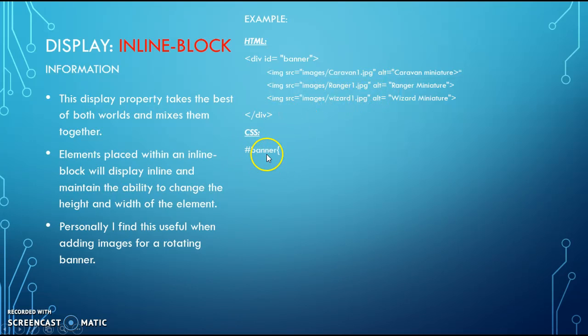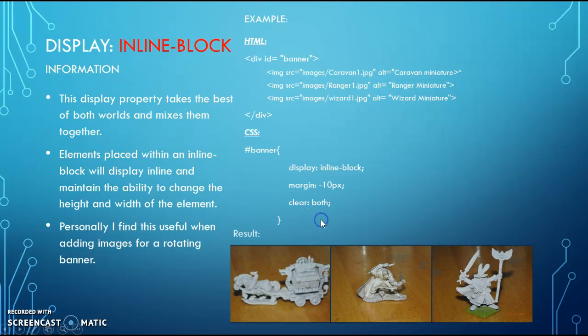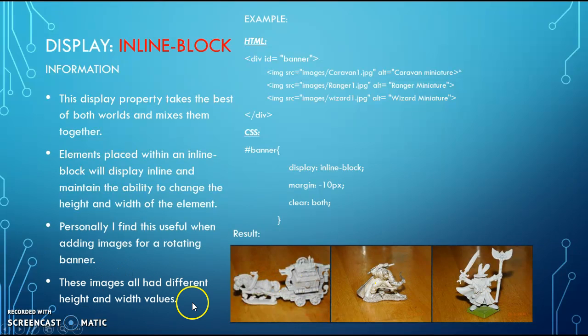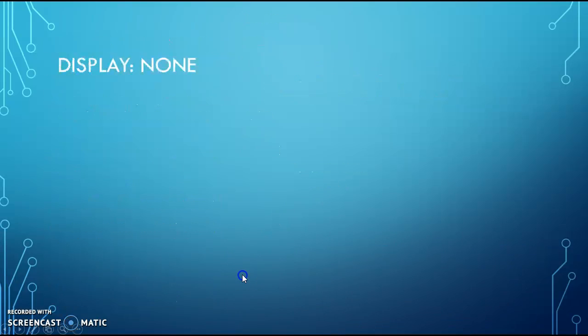And I have hashtag banner because it's an ID, display inline block, my margin, cleared both sides so that it lined up correctly. And here we have the images. These images all had different heights and widths, but with the rest of the CSS that I have along with this, I was able to keep the orientation without having to go into Photoshop and adjust things.